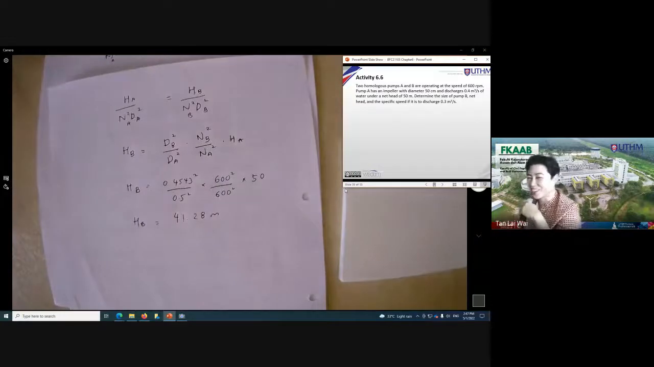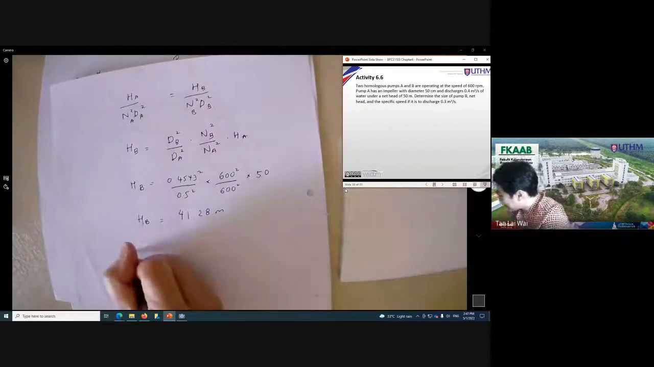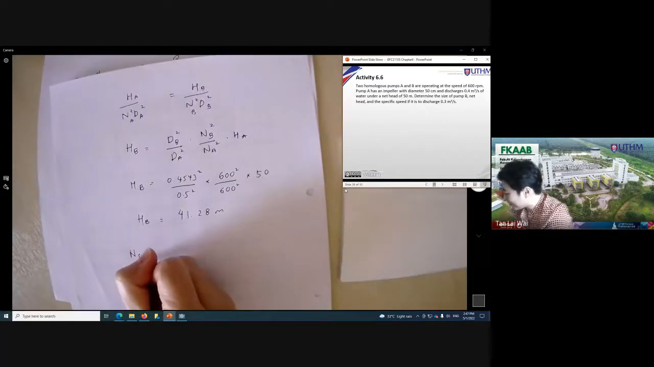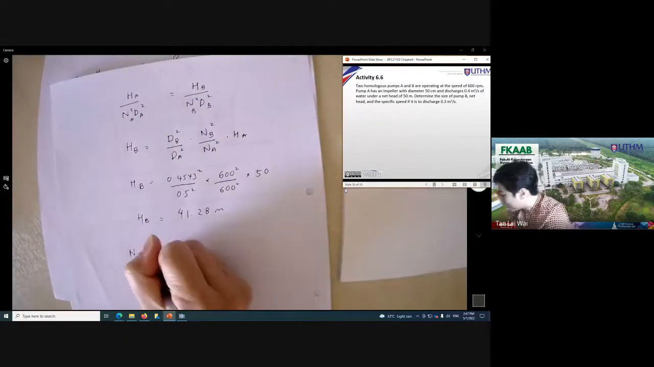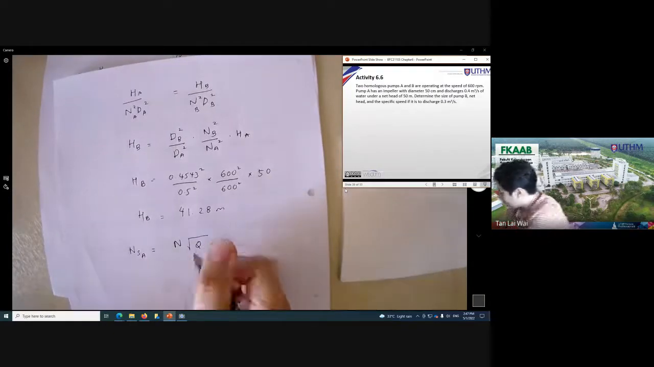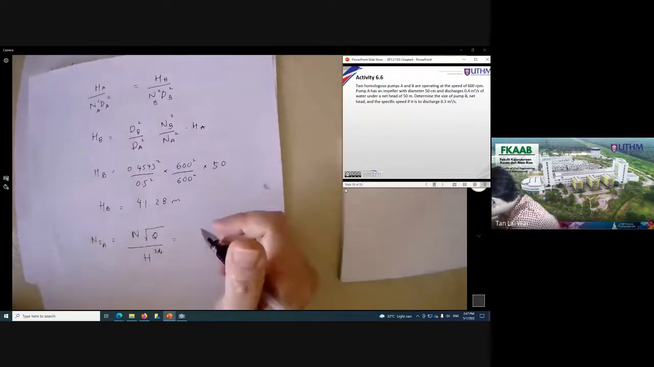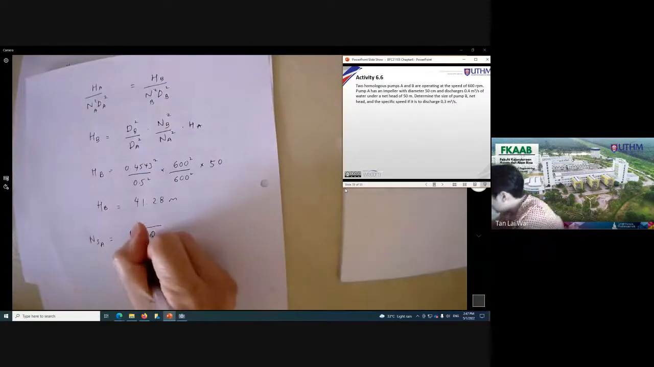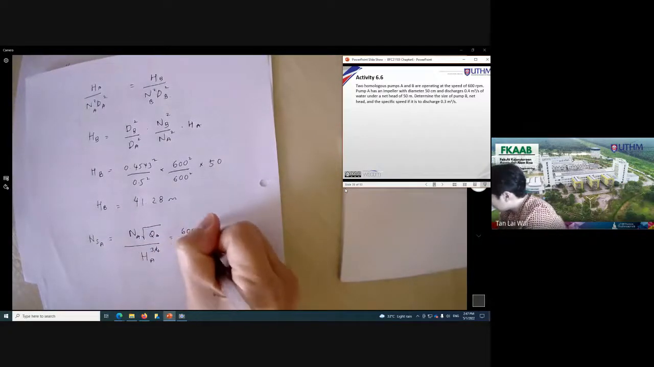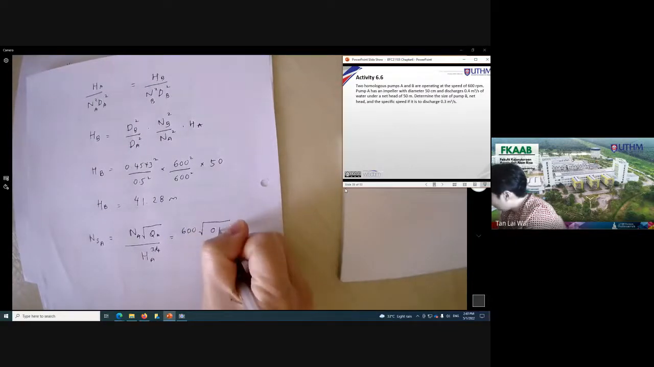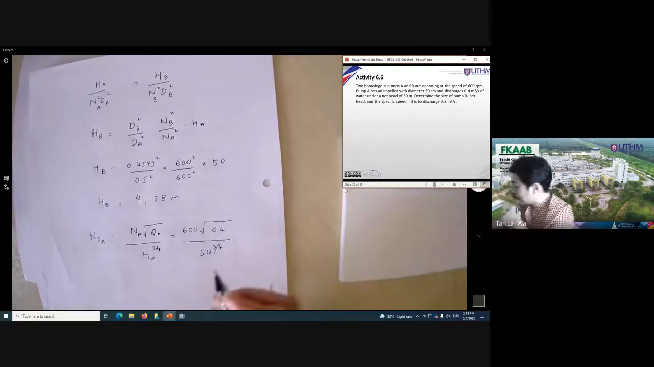Not sure whether you got it or not. Now, finally, you need to find the specific speed. Specific speed, if you still remember the formula, right? Let's find specific speed for pump A first. The formula would be N square root Q divided by H to the power of 3 over 4. Which would be, I'm using NA, QA, HA. So NA would be 600, QA 0.4, HA 50 to the power of 3 over 4.